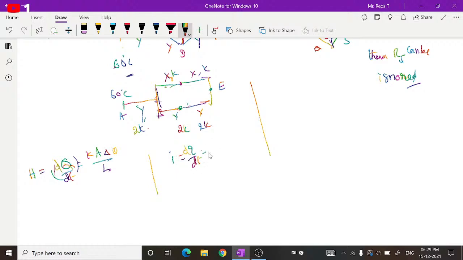Rate of charge flow, according to Ohm's law, is I equal to V by R, or delta V by R: potential difference by R. Whenever there is a potential difference in a conductor, only then will charge flow and hence current will be constituted.